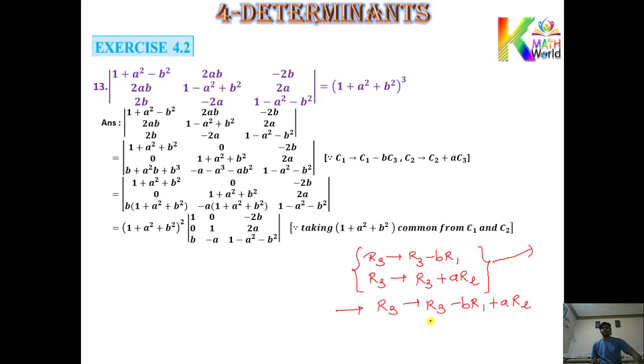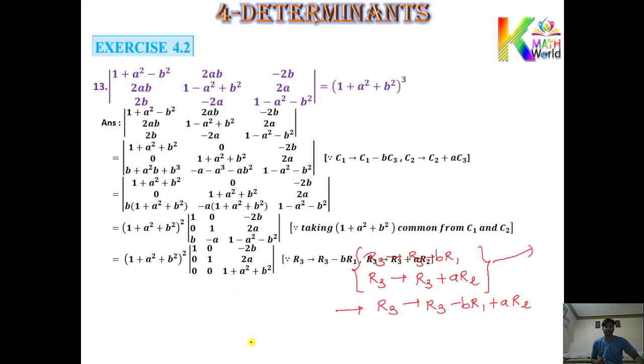On R3, performing R3 minus BR1 plus AR2, then you can see you got 0 here as well as 0 here. So if you get maximum zeros in the determinant, then you can easily find the answer of the determinant. Okay, see that here I have written it separately: 1 plus a square plus b square whole square outside as it is, and by performing these two operations you get this determinant. We will discuss it.